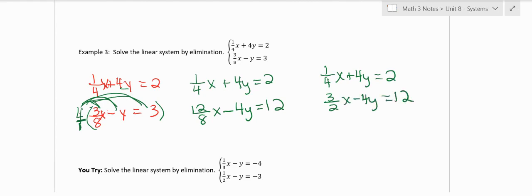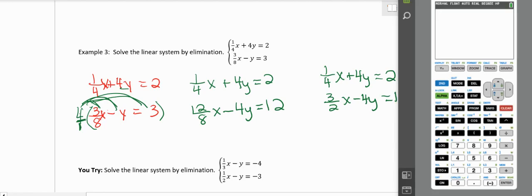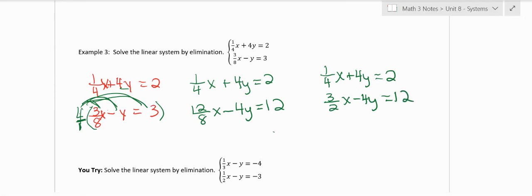Now, if you're uncomfortable with fractions, again, you do have a calculator to help you out. So if you really wanted to do it in the calculator and do alpha y equals and type in the 3/8 just to kind of get more comfortable with it, you could, and you would see you would get that 3/2 there. So you can always use your calculator if you'd rather do that. So now I do have a pair of opposites. So the y's go away.